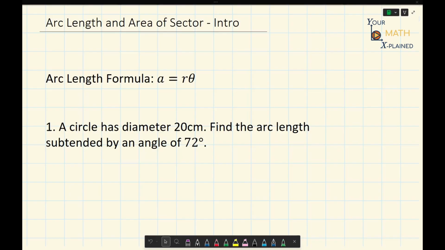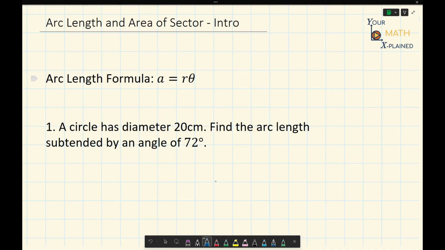If you're not familiar with radians, make sure to watch the previous video on radian measure before watching this one. Recall that the formula for arc length A is equal to r times theta, where r is the radius of the circle, and theta is the angle, but it must be measured in radians. So using this formula, let's take a look at question 1.